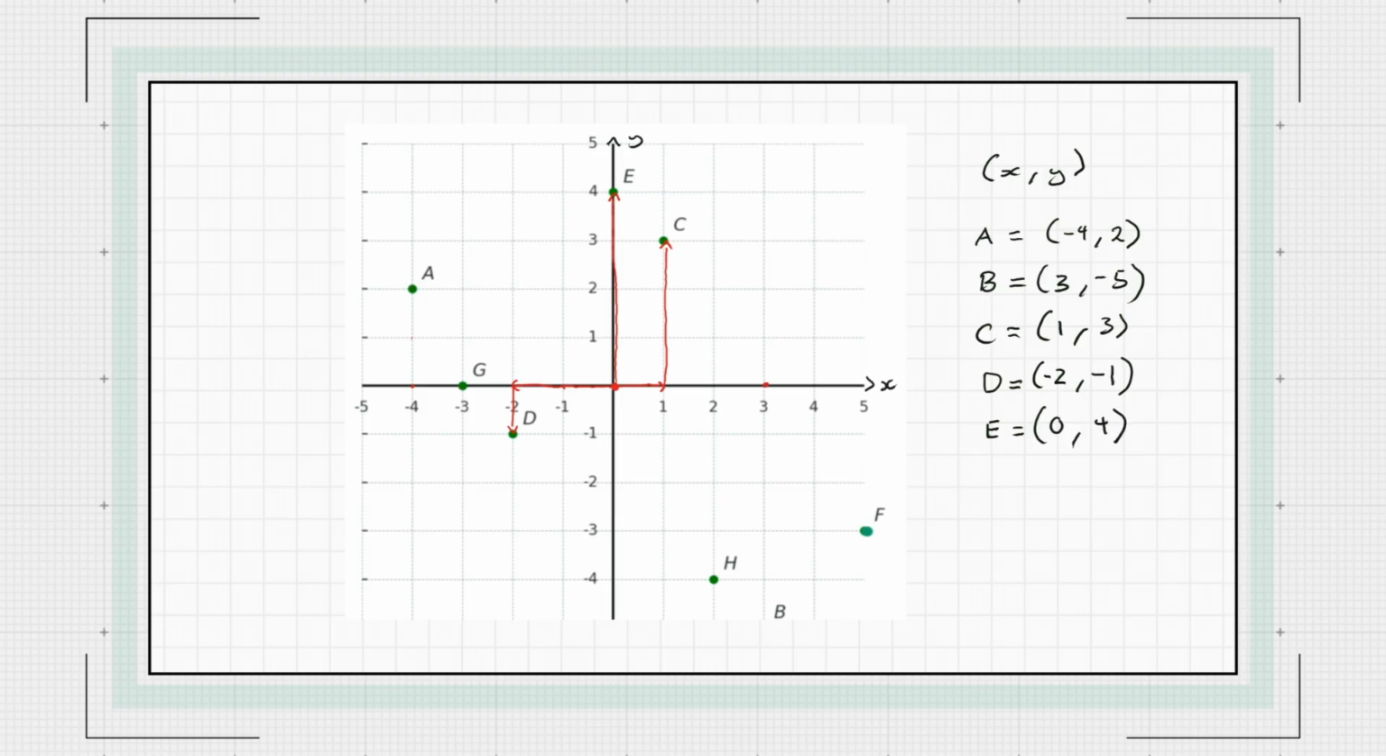Alright, let's look at the next one. F goes all the way along to 5. So the x-coordinate of F is 5, and the y-coordinate of F is -3.